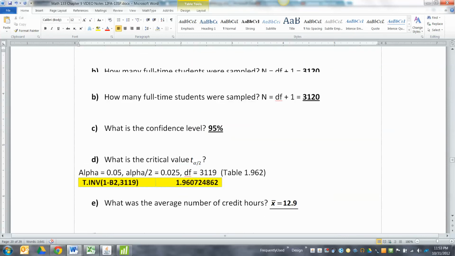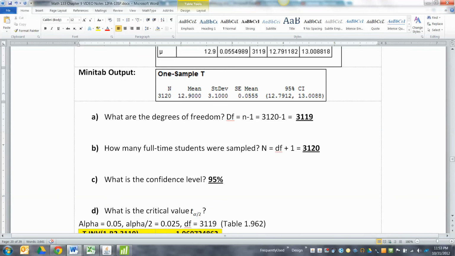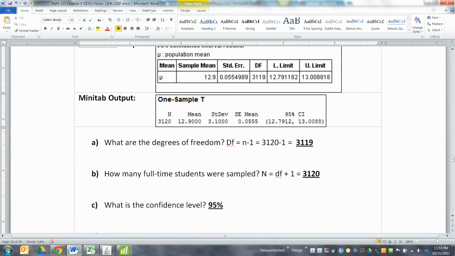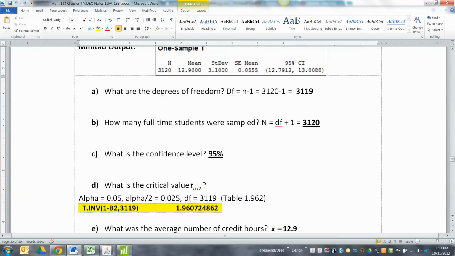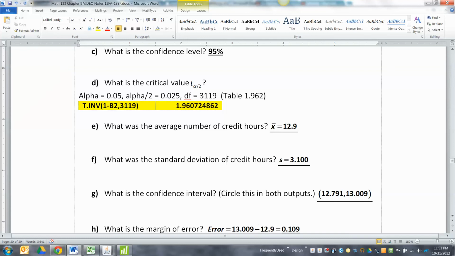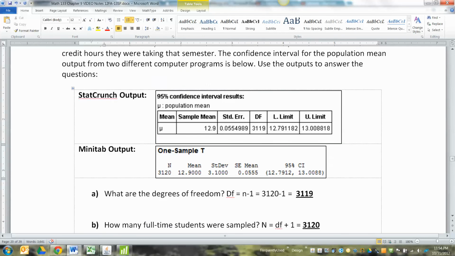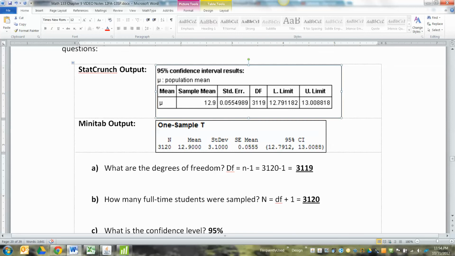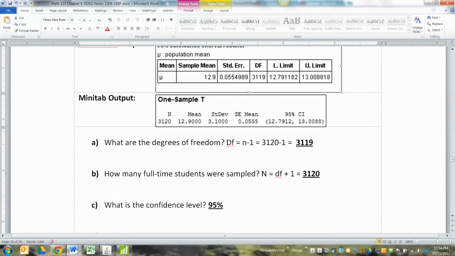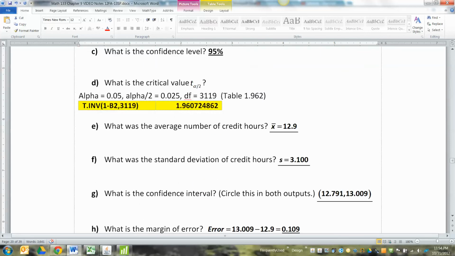All right, now what was the average number of credit hours? That's the mean, which you can see right there. It's 12.9, sample mean. So 12.9. What was the standard deviation? Okay, well, they gave it to you right here on this one, 3.1. You better hope I don't ask that question for StatCrunch, because it's not in here. You could calculate it if you wanted to, because notice you're given standard error right there.